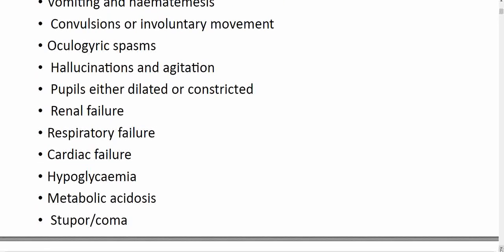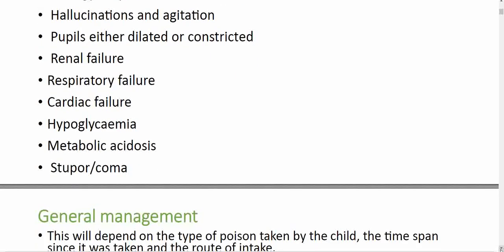Respiratory failure can come into play as well. Lack of breathing, or difficult breathing, what you call dyspnea, right? And then tachypnea, faster rate of breathing. Then we can have cardiac failure, resulting in shock, hypovolemic shock, right? Hypoglycemia. There will be a very acute fall in the blood sugar level in the body. And then we have metabolic acidosis as well.